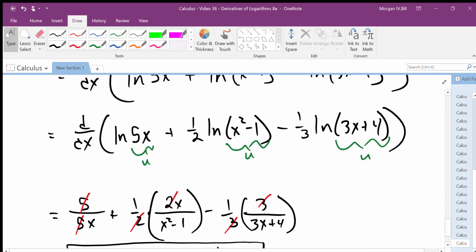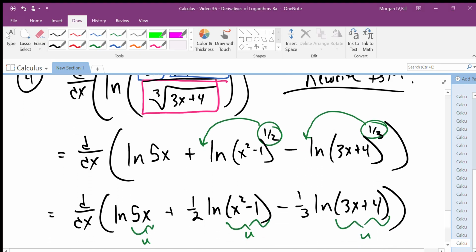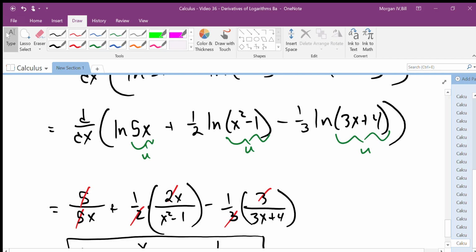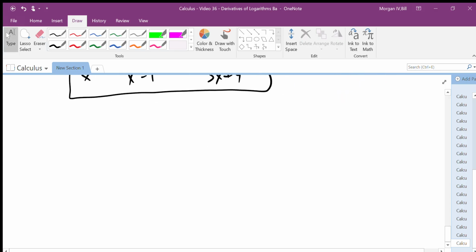All right, so that is how we will take the derivative of this monster here: first rewriting, second bringing the exponents out in front of the logarithm, and then taking the derivative of each logarithm, u prime over u. Let's go ahead and try a couple more. Let's try some hard ones.